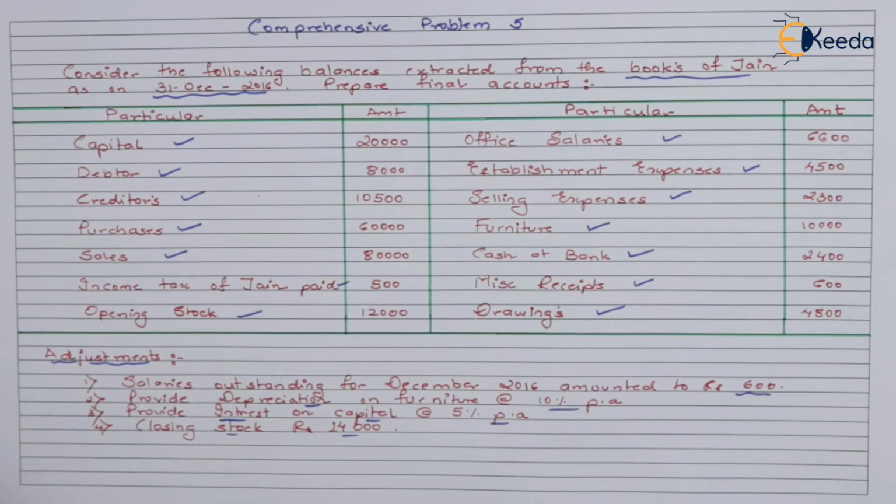That will help us to figure out the net profit, and that net profit or net loss is supposed to be added or subtracted in the balance sheet on the capital side. Hence, both these two things are supposed to be prepared. Now, we'll move on to the preparation of the trading account first of all.